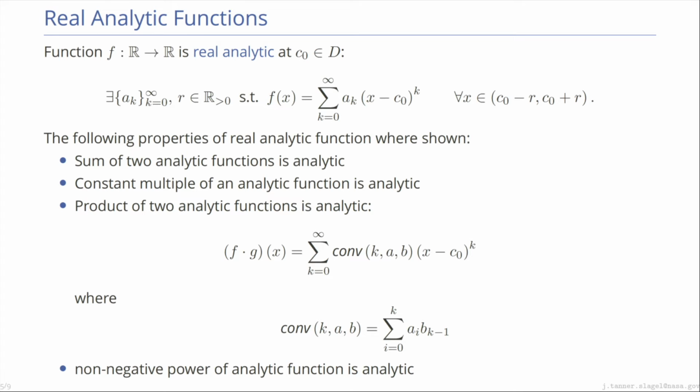The real analytic definition is very similar, but it is equivalent to a lot less powerful things. A real valued function is real analytic at a point if, in some neighborhood around the point, the function equals some power series. In PVS, we showed the sum of two analytic functions is analytic, a constant multiple of an analytic function is analytic, the product is analytic, and a non-negative power of an analytic function is analytic.